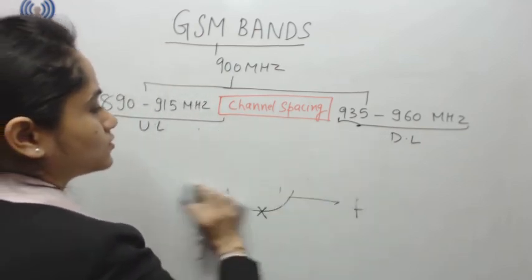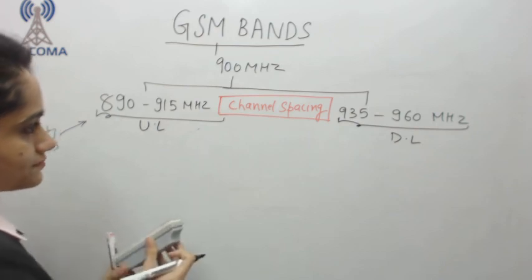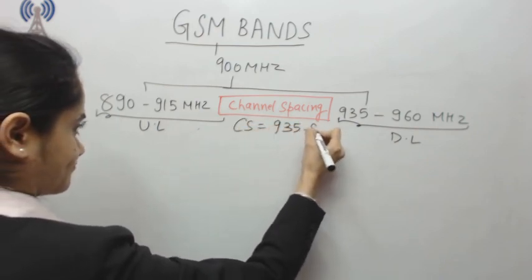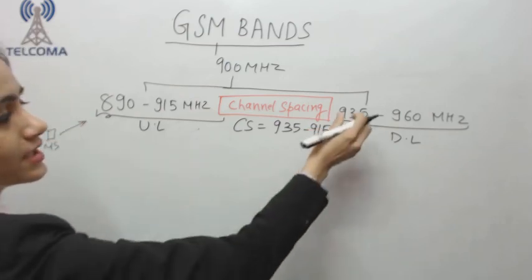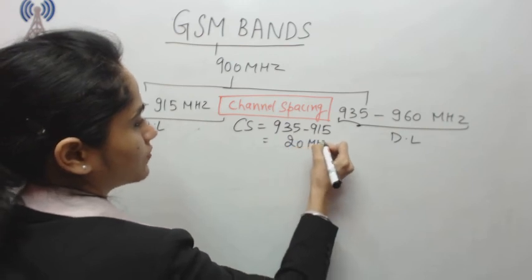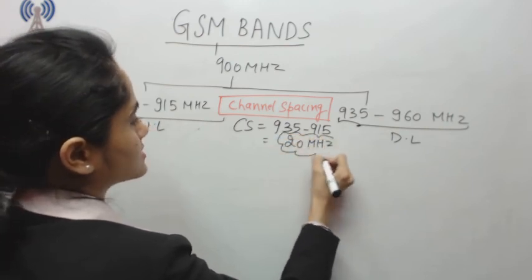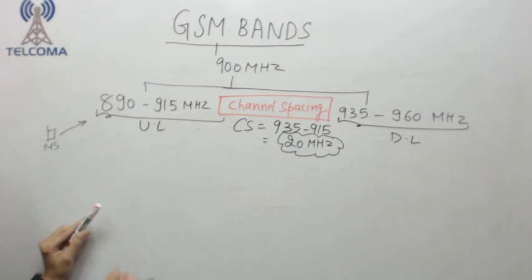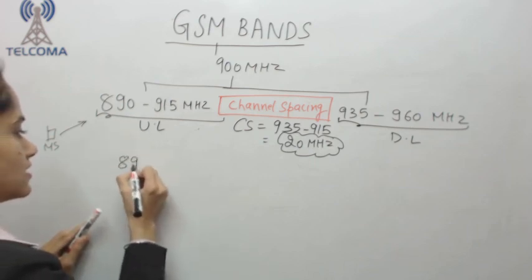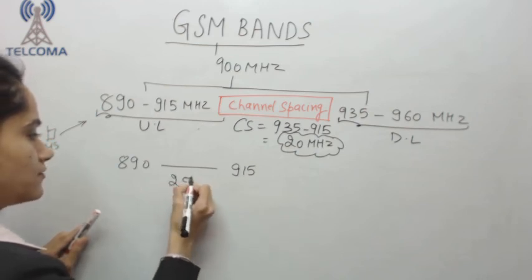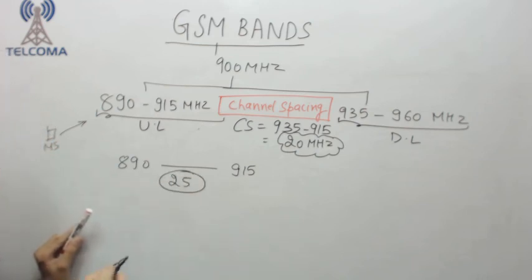Now if we calculate the total channel spacing of this band, CS is equal to 935 minus 915, which comes to 20 megahertz. So we have provided 20 megahertz as channel spacing in this band. Now let's calculate the total capacity of this band. From 890 to 915, that means we have 25 megahertz of frequencies.